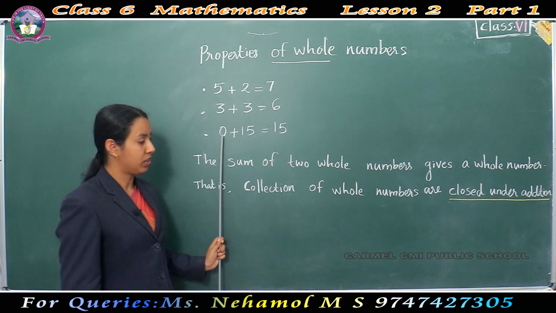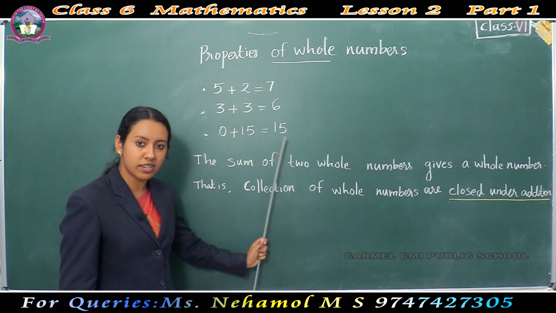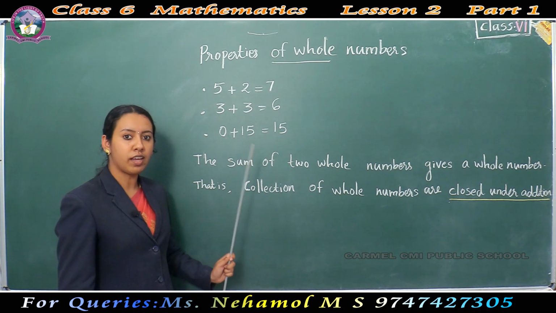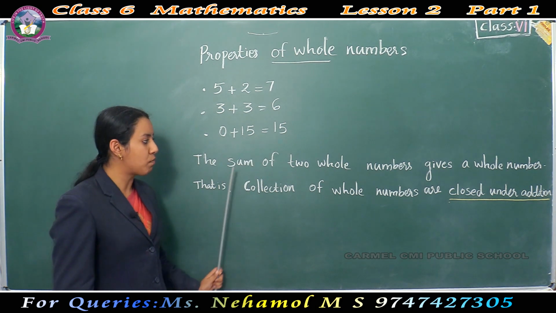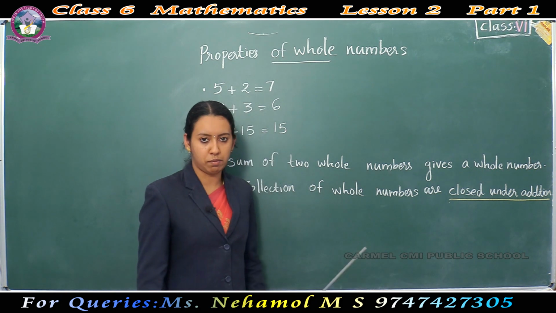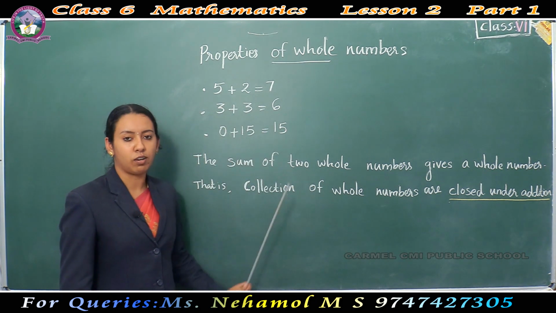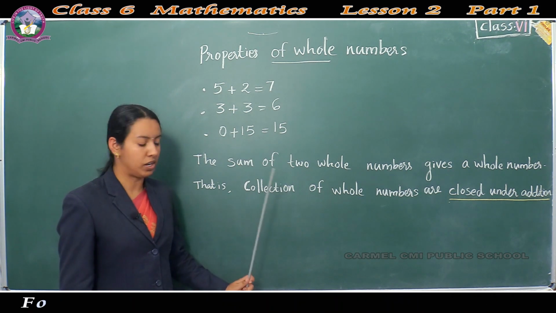Here 0 is a whole number. 15 is a whole number. The answer 15 is also a whole number. The sum of 2 whole numbers gives a whole number. That means when adding 2 whole numbers, the result is also a whole number.